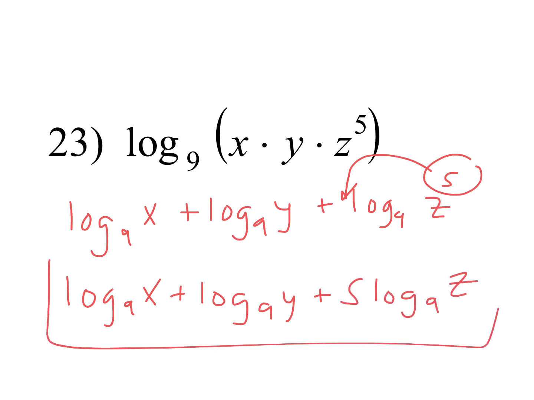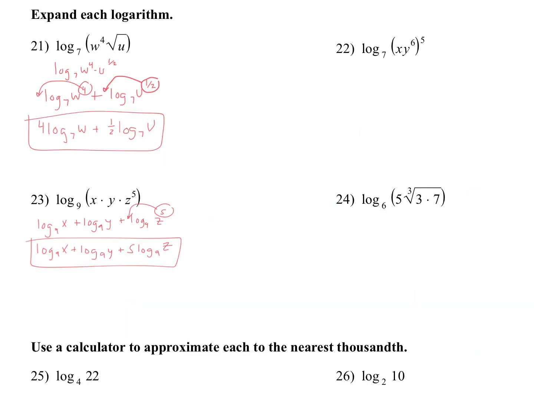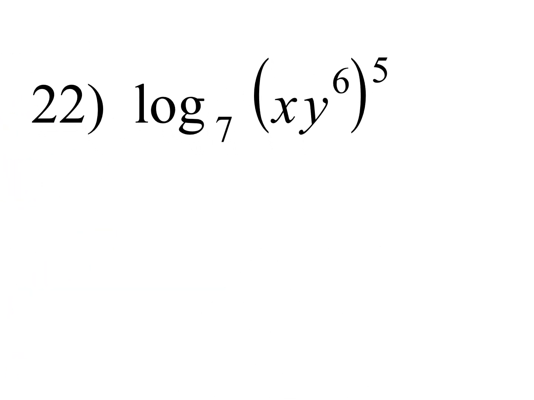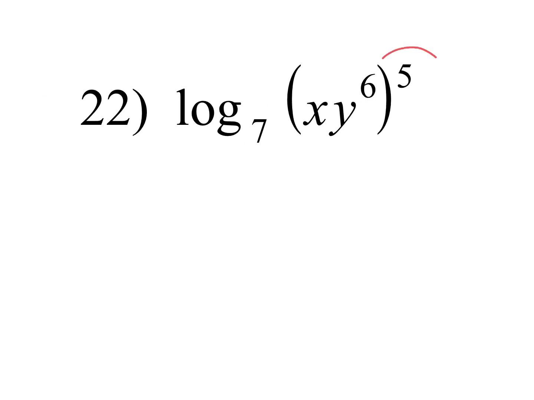So this is my answer. Okay, I'm going to do 22 and 24 also because they're a little bit different. So here, I have a 5 as my exponent on top to start with. So when I break this apart, before I do, I can either distribute this to both things on the inside, or I can just move it to the front.